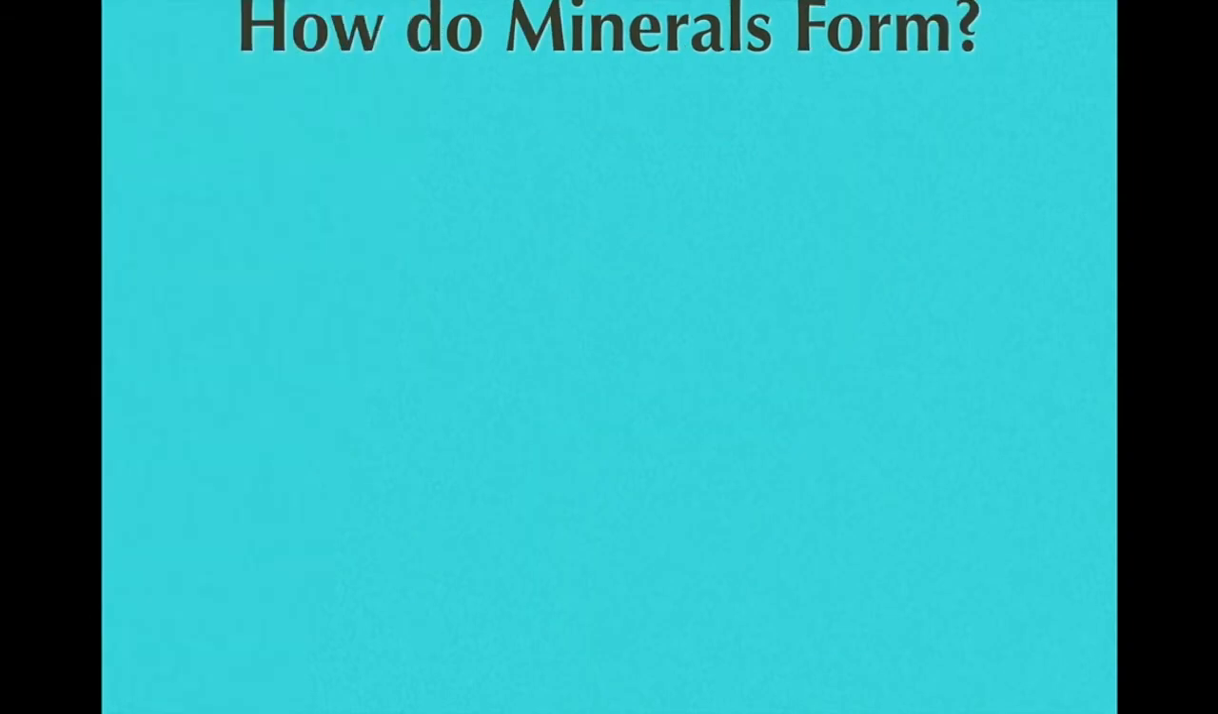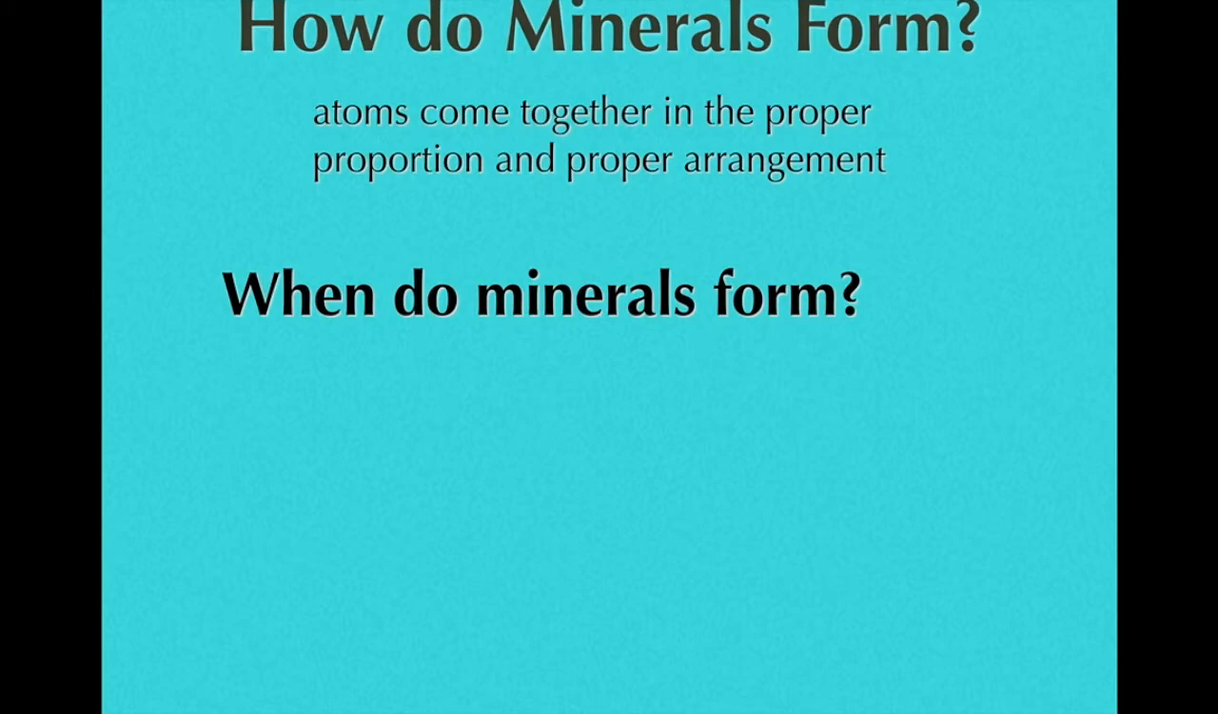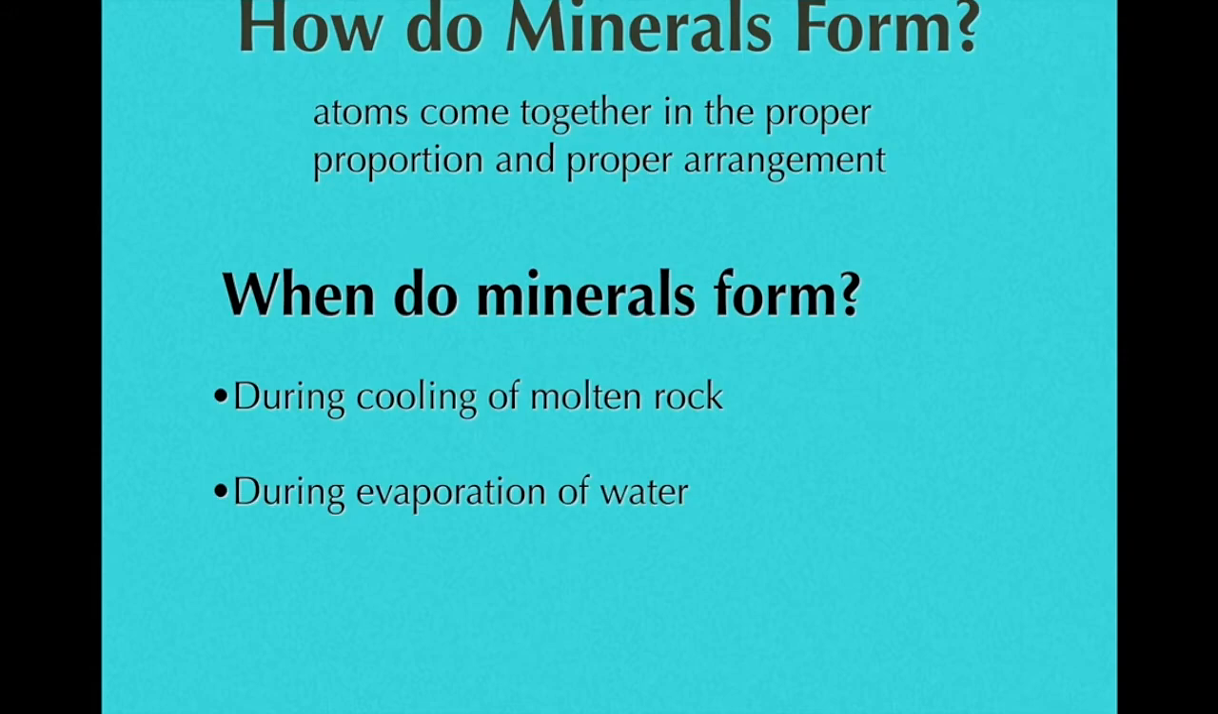All right, so let's look at a couple of different ways that minerals form. So ultimately, we have atoms coming together in proper proportion and proper alignment, forming a unique, defined structure with specific chemical properties. So when they form, they can form through cooling of molten rock. And a lot of these minerals are just falling out of a solution.